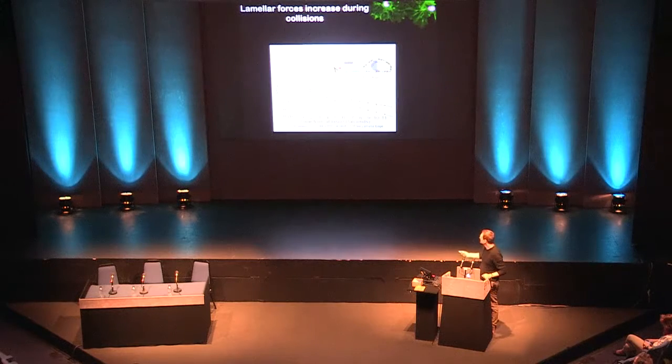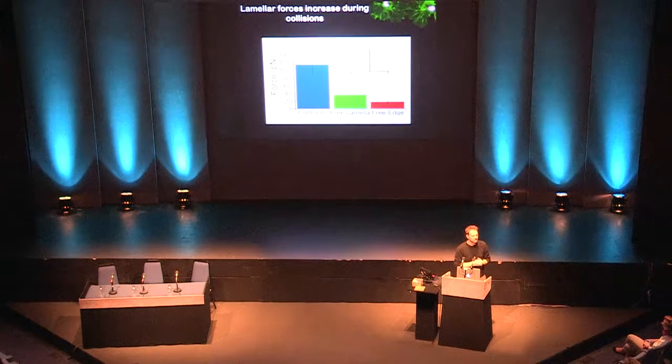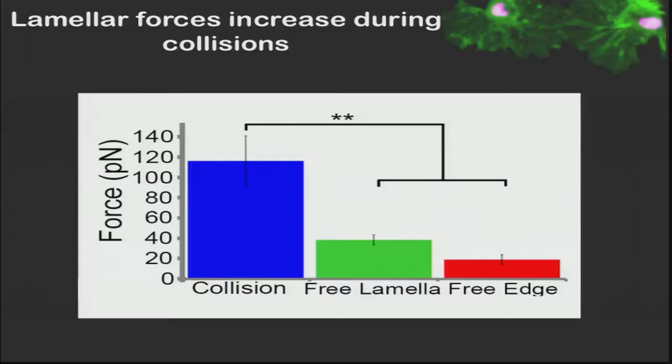What this now allows us to do is to extend our analysis and infer the strain present in the lamellae before we made the ablation. And from strain, you can then do a calculation to get force. What we found was that the force in colliding cells was 3 times greater than in freely moving cells, suggesting that as these cells are in contact, they are indeed pulling on each other.